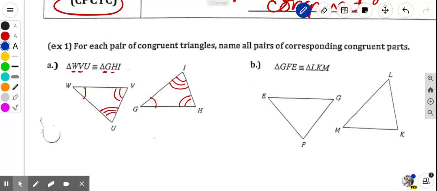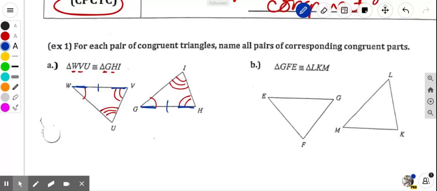Then we can do segments. So see how WV is on a side that has one arc on one side and two arcs on the other. So you want to look at the other triangle and find one that has one arc on one side and two arcs on the other. So that would be HG. So that'd be another way to identify them.